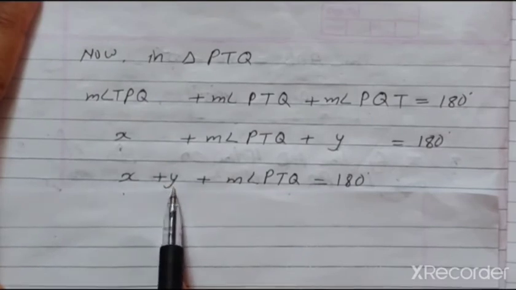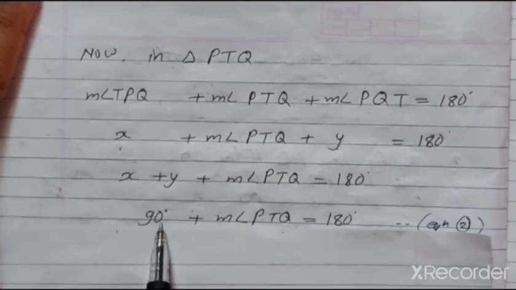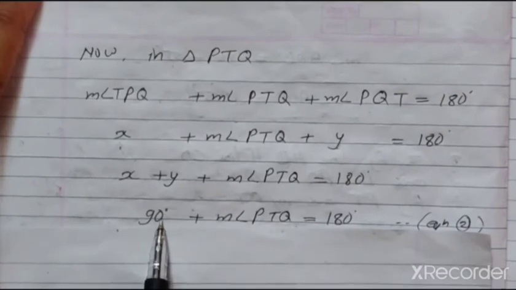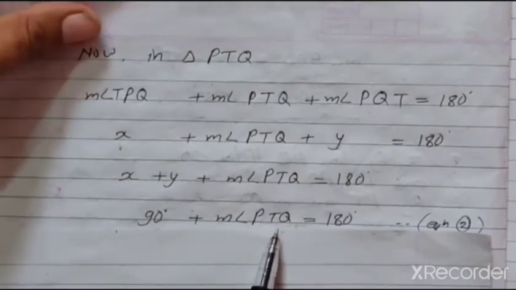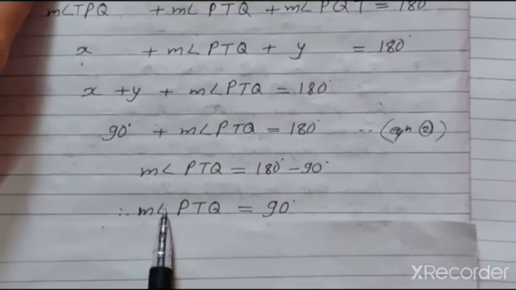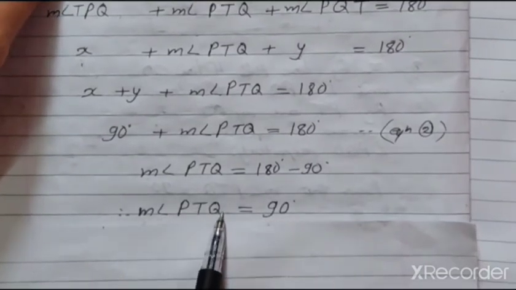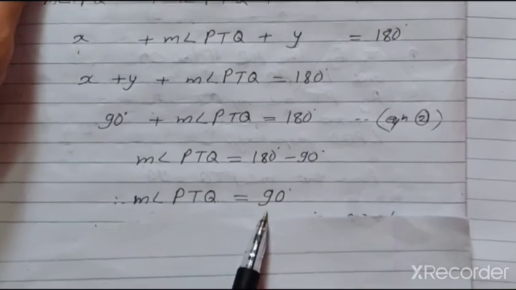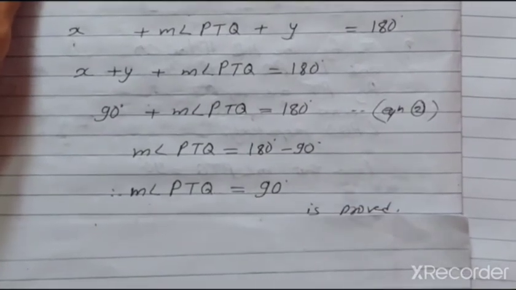Now from equation number 2, you know that the measure is 90 degrees. Take this 90 to the other hand side, it will become minus, and its subtraction is 90 degrees. So this is the measure of angle PTQ. So our target is proved.